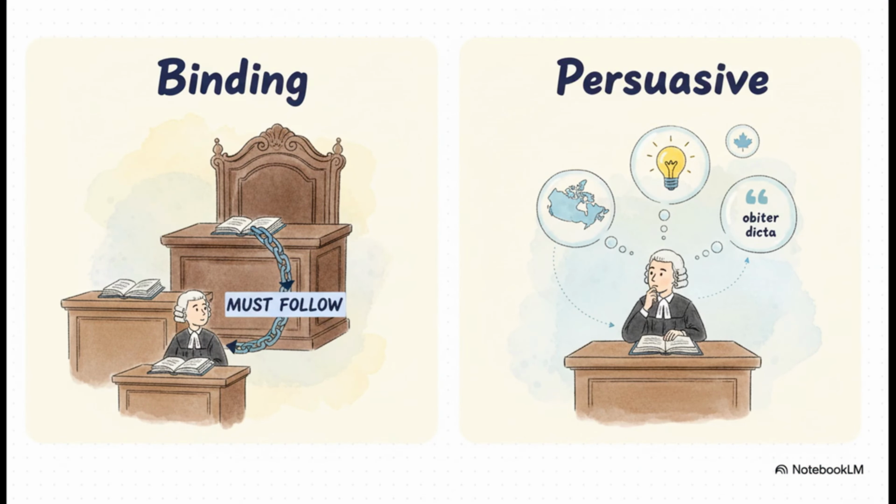A binding precedent is like a direct command. If you're a High Court judge and the Court of Appeal has already ruled on a similar point of law, that's binding. You have no choice. You have to follow it.